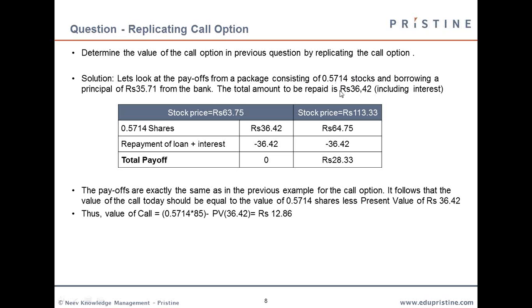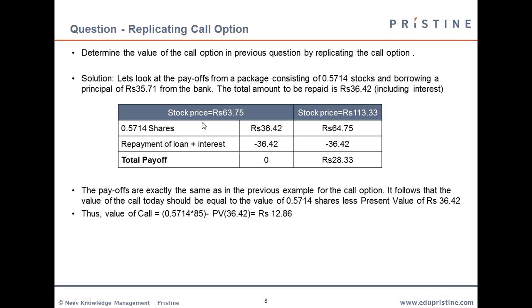0.5714 of stock, and we borrow rupees 35.71 from the bank. These values I'll tell you how to calculate, but let's assume for now that we know these values. Some God came and told you, let's say, and you know these values, 0.5714 of stocks and 35.71 borrowing. So the total amount that you have to pay after 6 months will be 35.71 plus the interest amount, which will come out to 36.42.